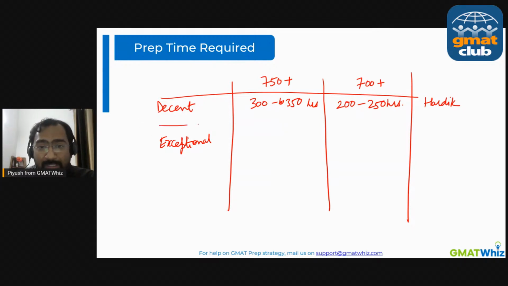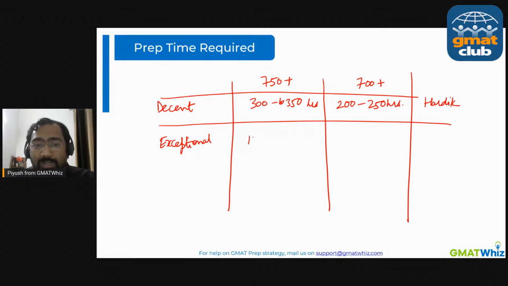Now, if you're exceptionally good, exceptional students might take about 100 to, let's say, 150 hours to get to a 750 plus. When I say exceptional students, I mean people who are in the best colleges in their countries, have cleared some similar exams in the past and all of that. So you will take about 100 to 150 hours of prep time.